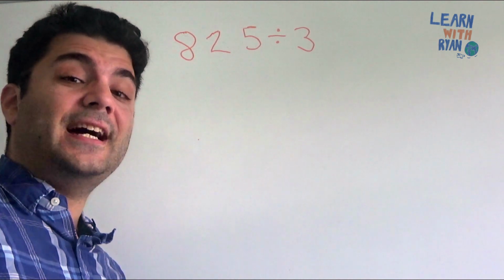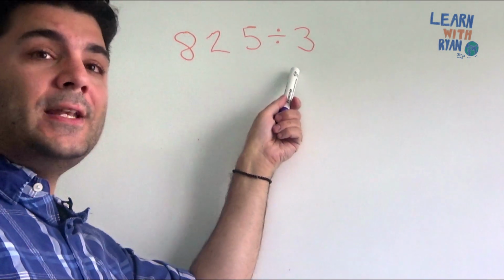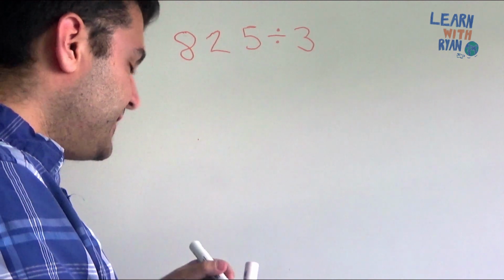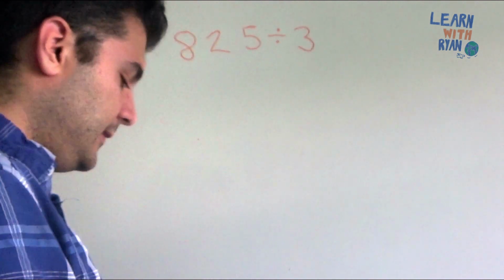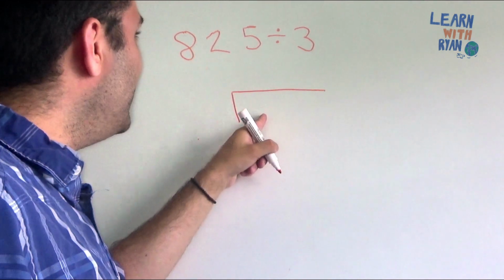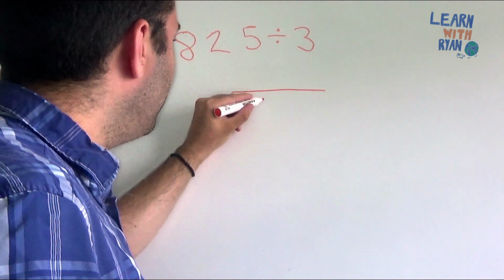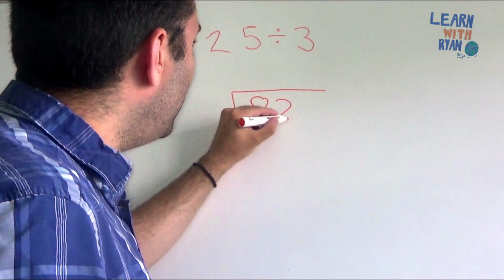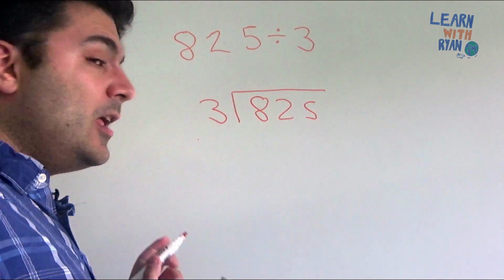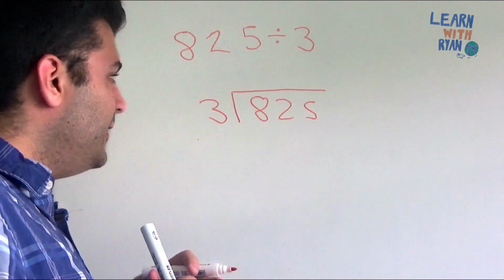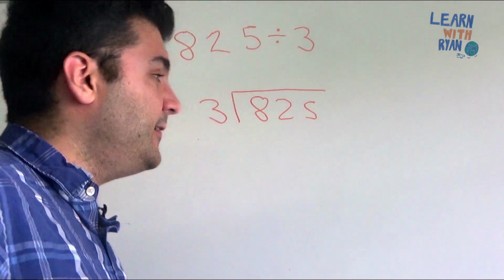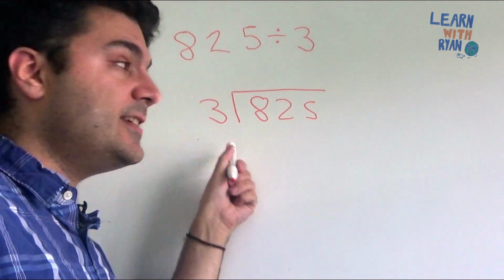Here's another question to have a go at: 825 divided by 3. Again, we set out our bus stop. Inside we have 825, and what we divide by, the 3, needs to go outside. Now, if you need to practice your times tables, that's absolutely fine, let's just write them down the side. So we need to list our 3 times table.